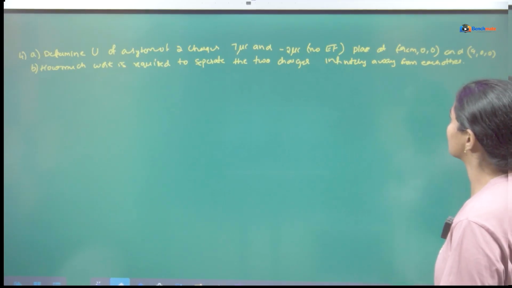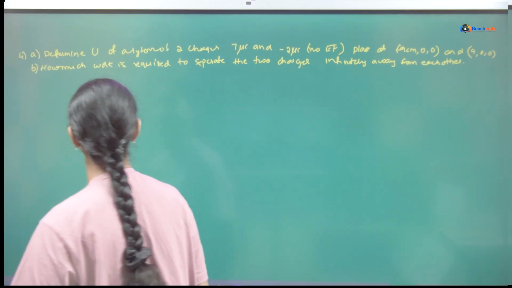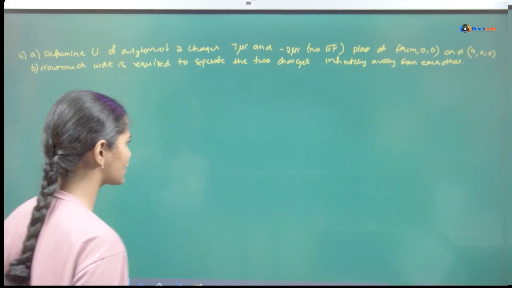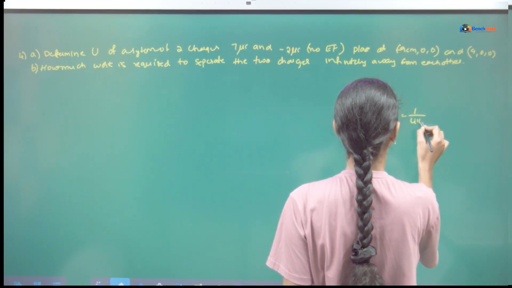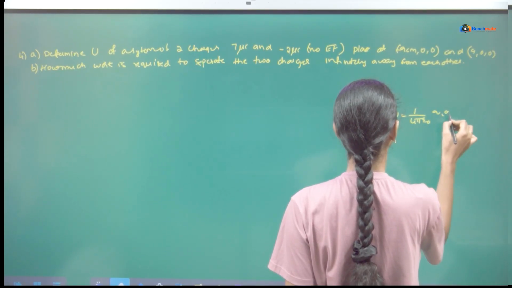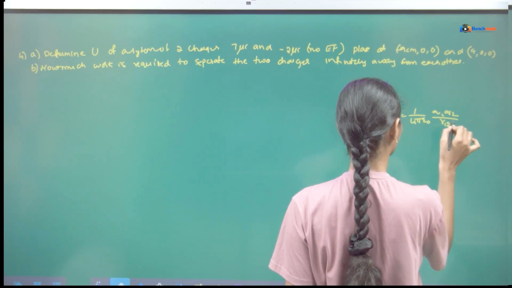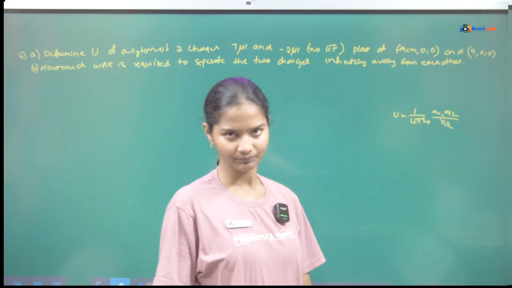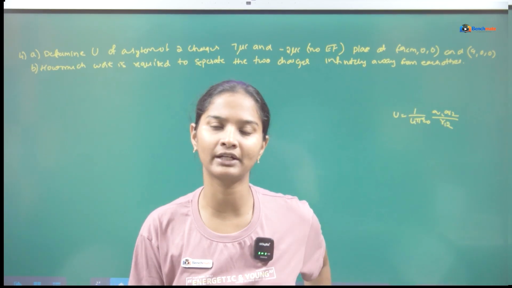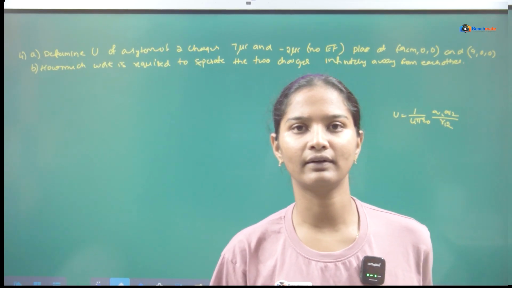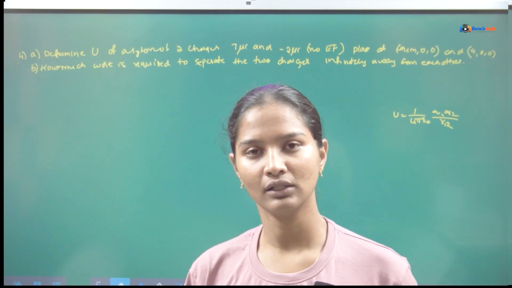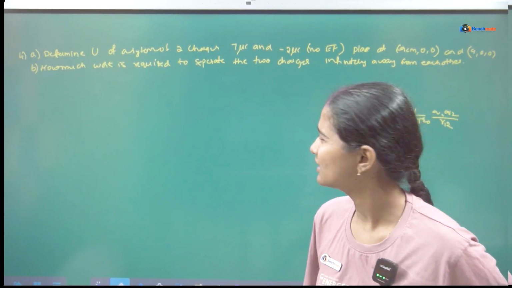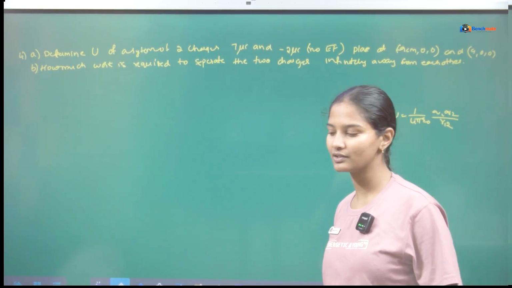Before that, let's solve questions that depend on electric potential energy. So what is electric potential energy? For two charges, it is 1 by 4 pi epsilon naught Q1 Q2 by R12. For three charges, you can take 1 by 4 pi epsilon naught common: Q1 Q2 by R12 plus Q2 Q3 by R23 plus Q3 Q1 by R13. That is for three charges. Now let's say our numerical is for three charges or two charges.